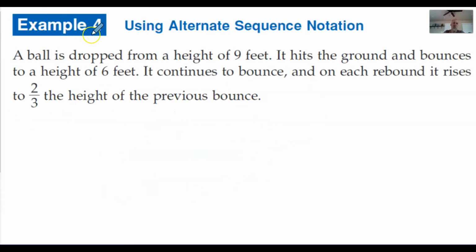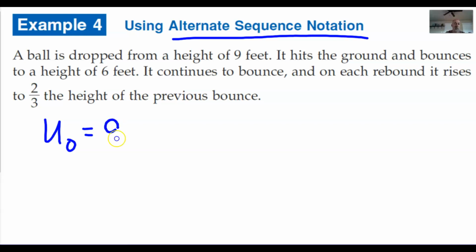Now in this example, we're going to look at a sequence that doesn't have repeated addition, but is repeated multiplication. Sometimes it makes more sense to use an alternate sequence notation. So instead of starting at the first term as U1, we're going to use U0. And U0 is going to represent the initial height of a ball. So this problem says the ball is dropped from a height of 9 feet. So that's the initial height.